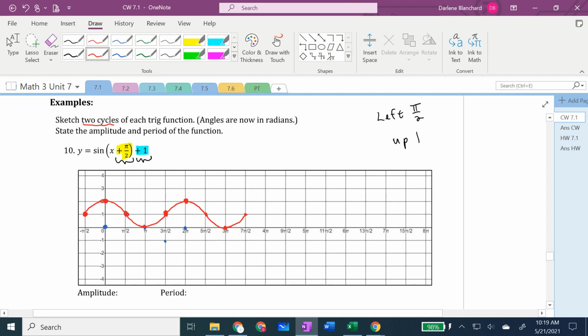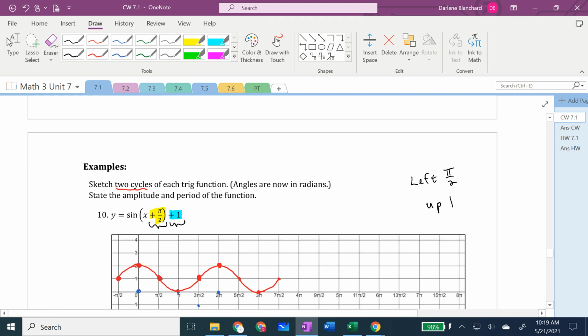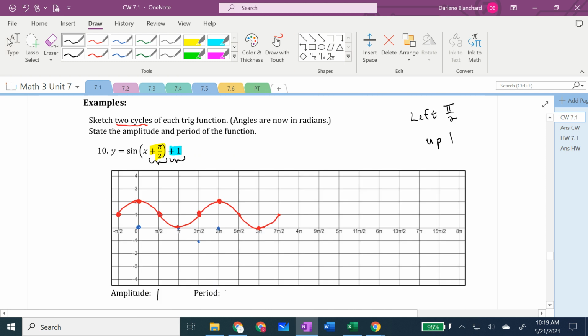The amplitude, without any multiplication, is going to be 1 and the period is going to be 2 pi. I just accidentally pushed a button on my computer. There we go.